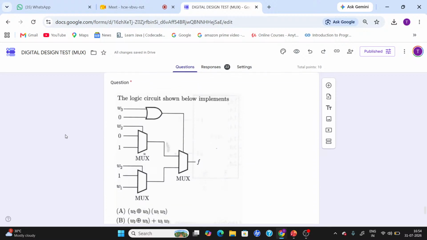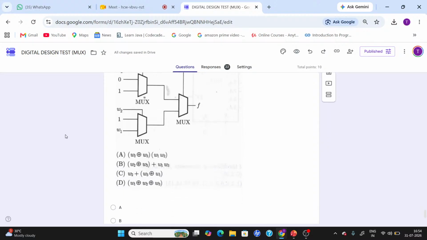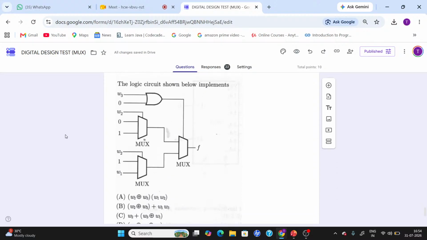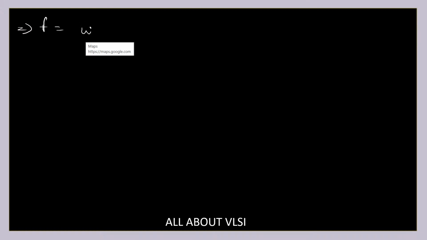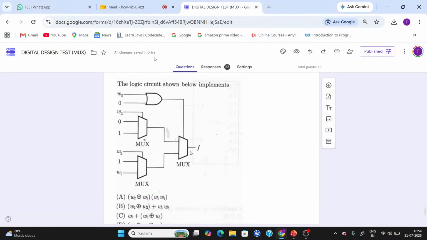Now, next is the logic circuit shown below that implements this particular function. Here also we are going to do the same thing, where W3 is the select line, and we need to get the equation for F from this circuit. This is the same kind of question, just evaluation. All these questions need just a bit of evaluation, you will get it. So W3 is my select line.